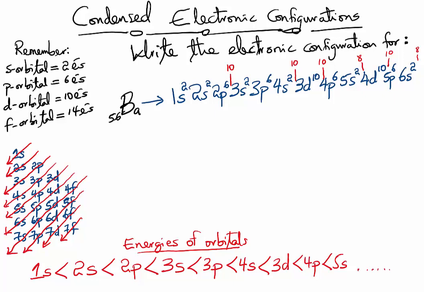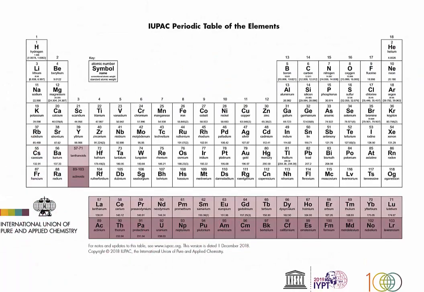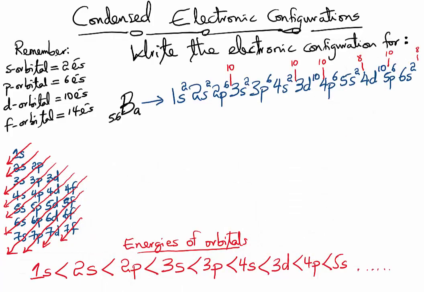Let us now look at the condensed electron configuration. Again, we need to look at the periodic table. This is barium, element number 56. The noble gas that comes before barium is xenon, element number 54. So we can place xenon in a square bracket. So let us rewrite barium and then place xenon in a square bracket.